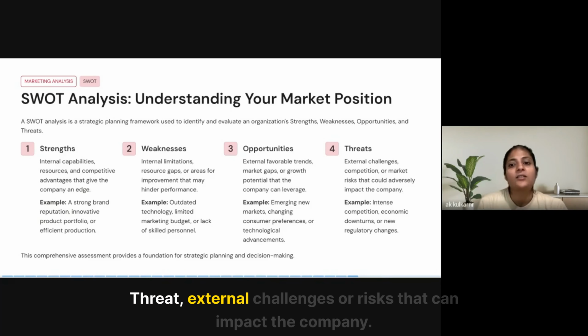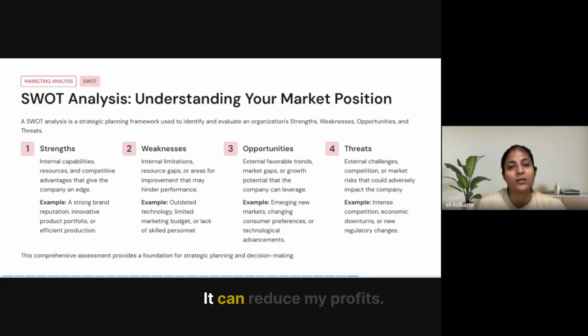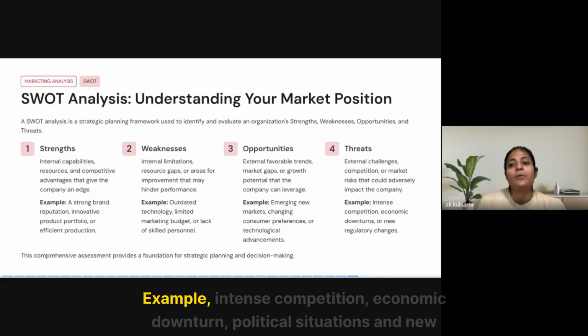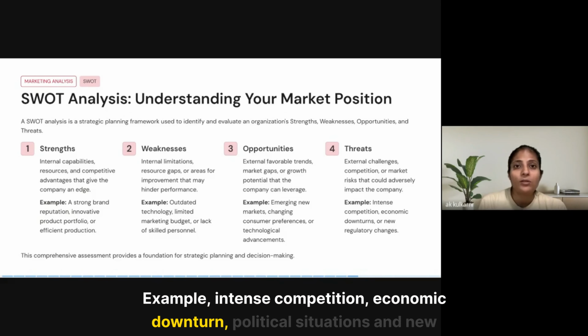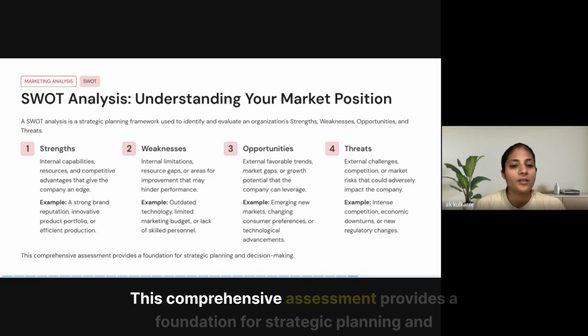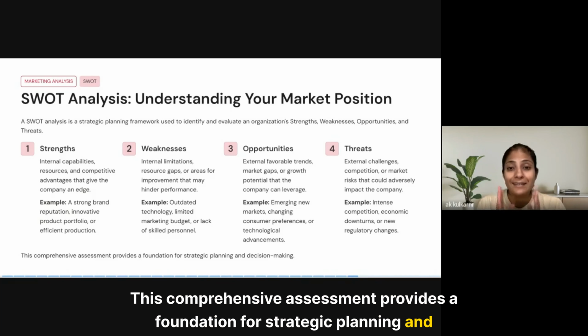Threat: external challenges or risks that can impact the company. It can reduce my profits, it can take my market share away from me, it can hinder my production. Example: intense competition, economic downturn, political situations, and new regulatory change or regime changes. This comprehensive assessment provides a foundation for strategic planning and decision making.